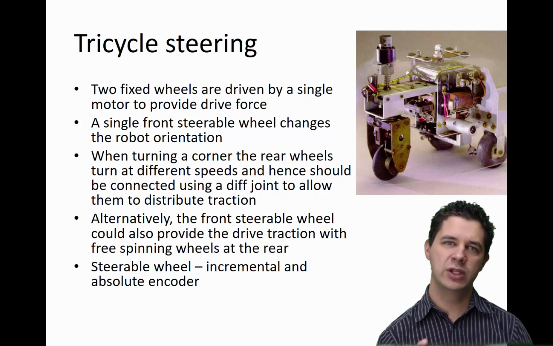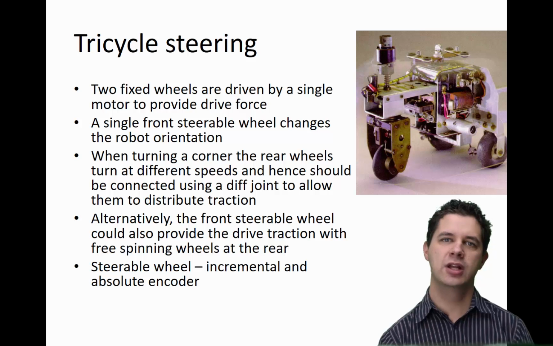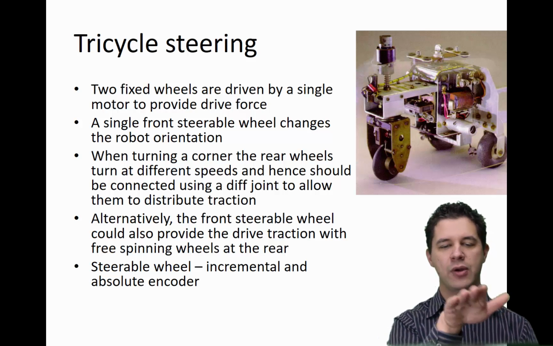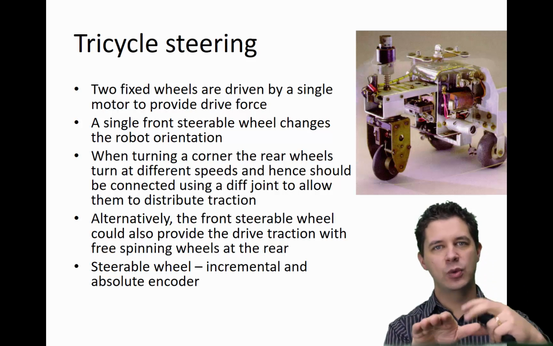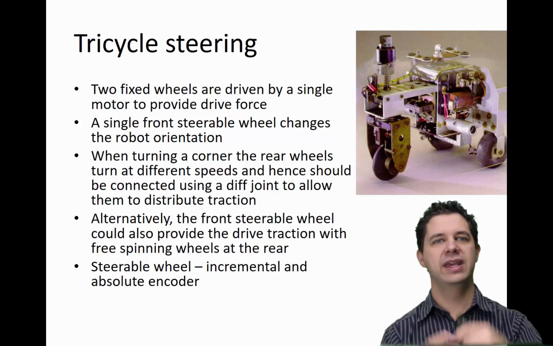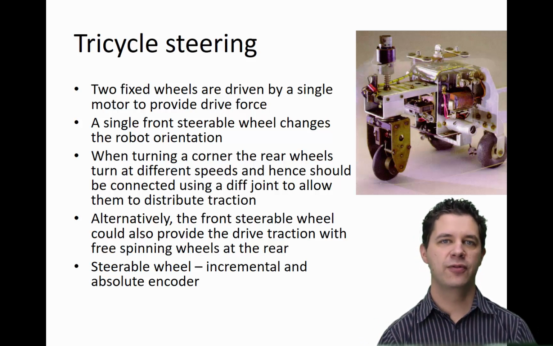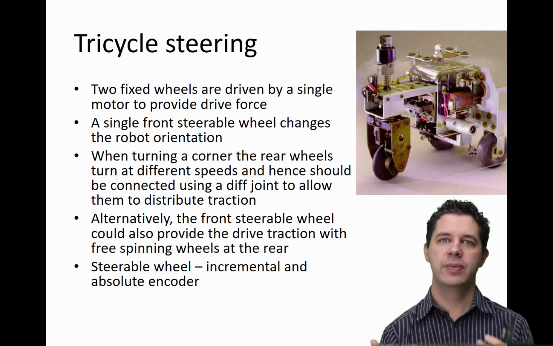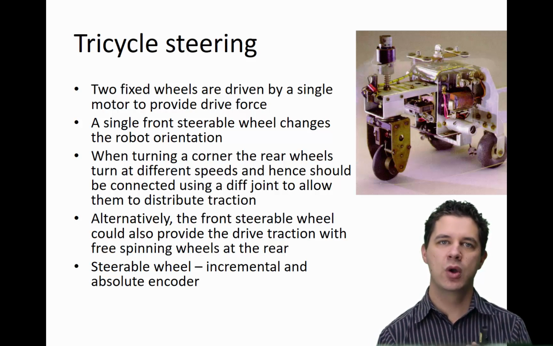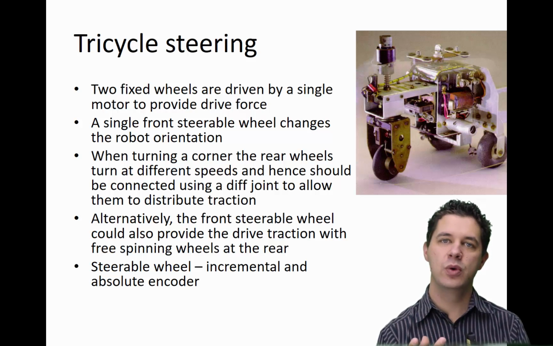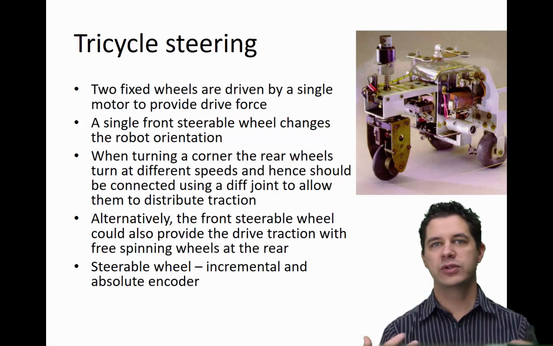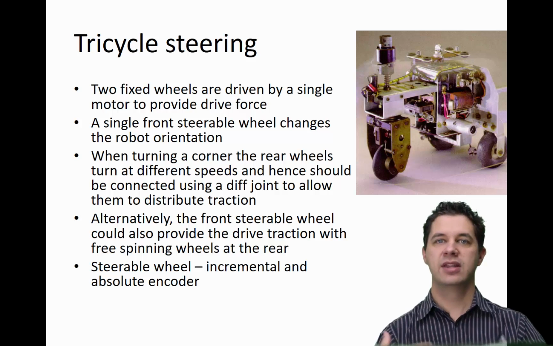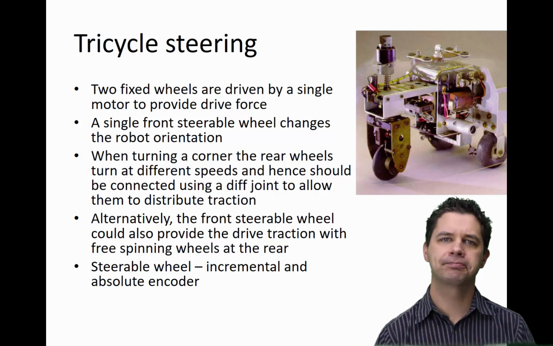Now, one thing that we need to note is when turning corners, the rear wheels will need to turn at different speeds. Essentially, because as we go around a corner, the inner wheel covers less distance than the outer wheel, and hence the outer wheel needs to turn at a faster speed than what the inner wheel needs to do. A few different ways we could do it. If the rear wheels are being driven, we can have a differential joint to allow them to distribute the traction between the two wheels. Or our front steerable wheel can be the drive wheel as well as the steering wheel. And our rear wheels can be essentially free spinning wheels that just turn and allow us to move.